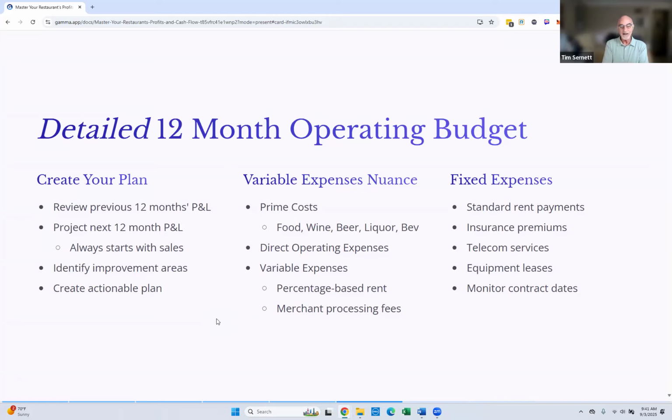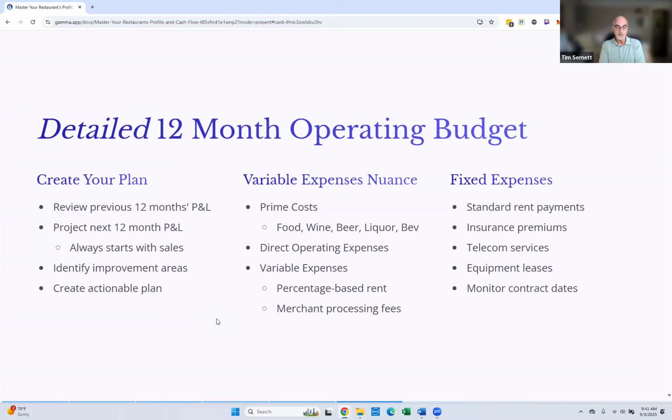Then you can identify the areas of your restaurant that need to be improved. Are your food costs at 35% and they really probably should be closer to 30%? How are we going to improve that? We have several tools that we go over in the training here every week to improve food costs, to improve beer, wine, liquor costs, and improve payroll expenses, front of house, back of house.